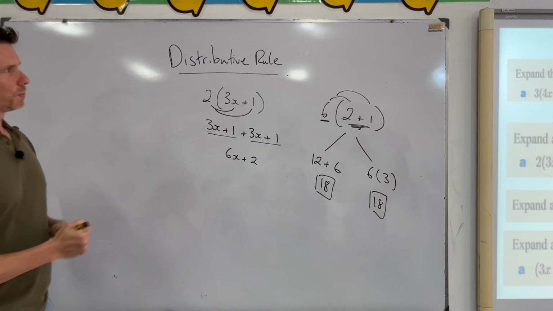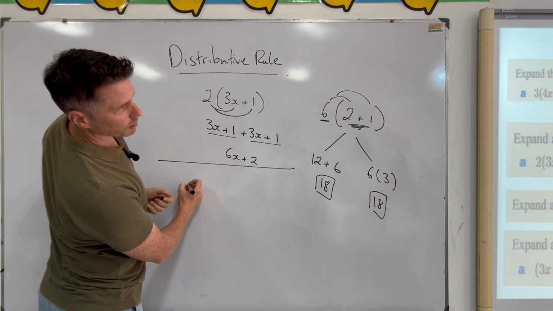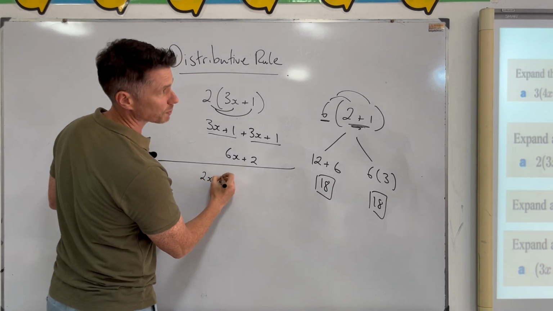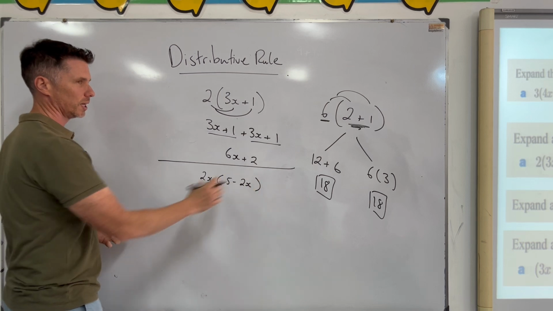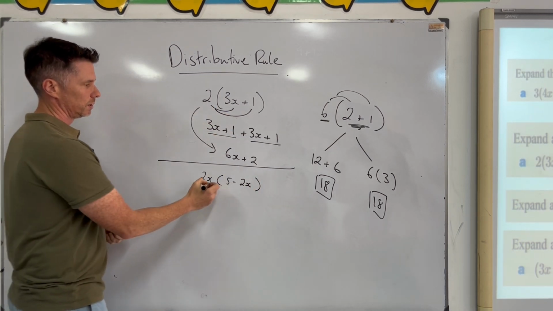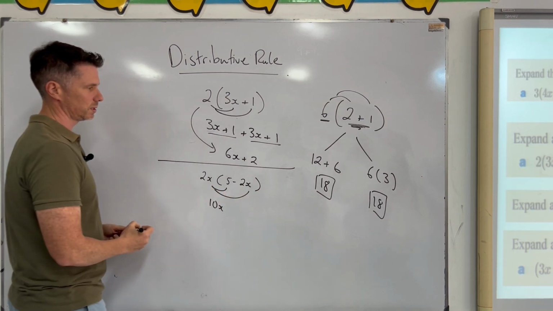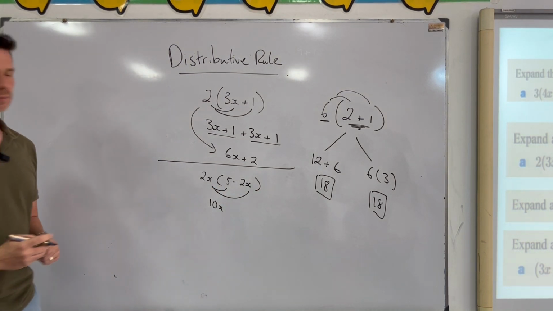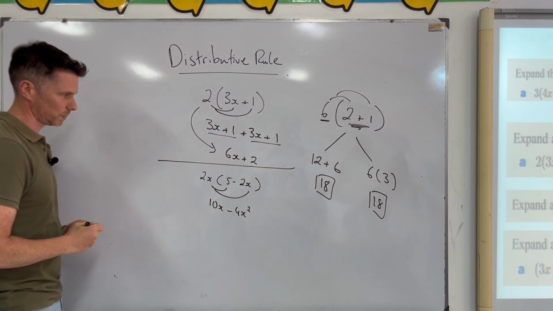Let's go through some of the examples that are on the board now. That's the basics of it. Let's look at b. What happens if there's an x outside the bracket? If we get something like this, 2x times this. Well, it's the same. I'm going to go straight to this answer now. This times this gives 10x, and this times this gives what? Negative 4x squared, yes. x times x gives x squared. Very good. Okay.